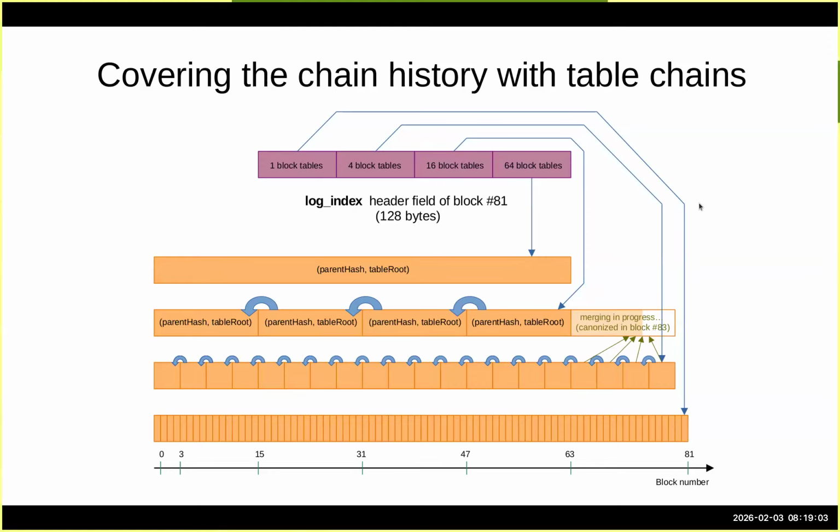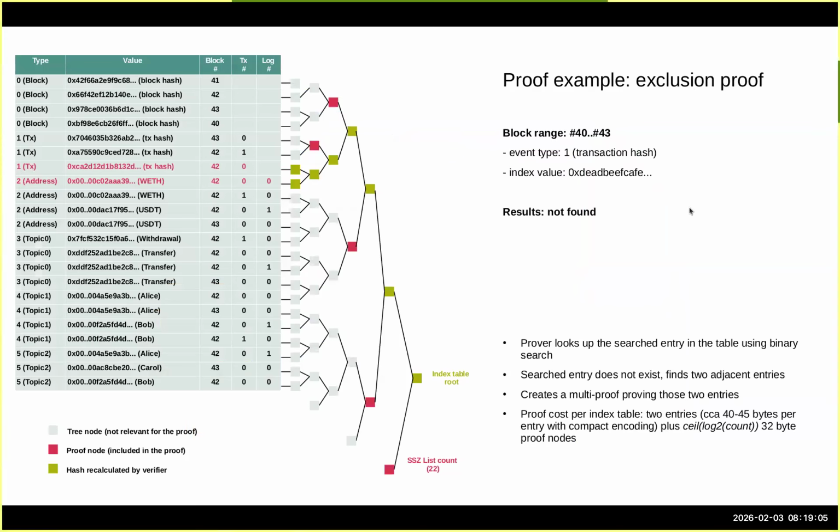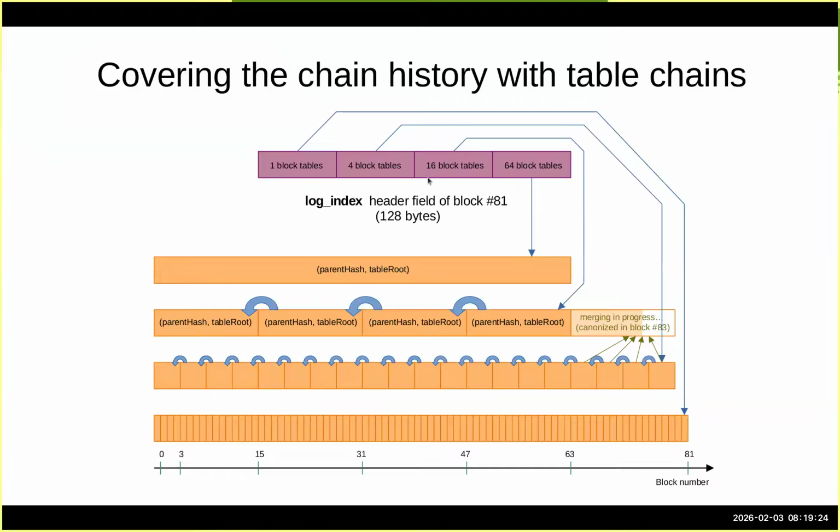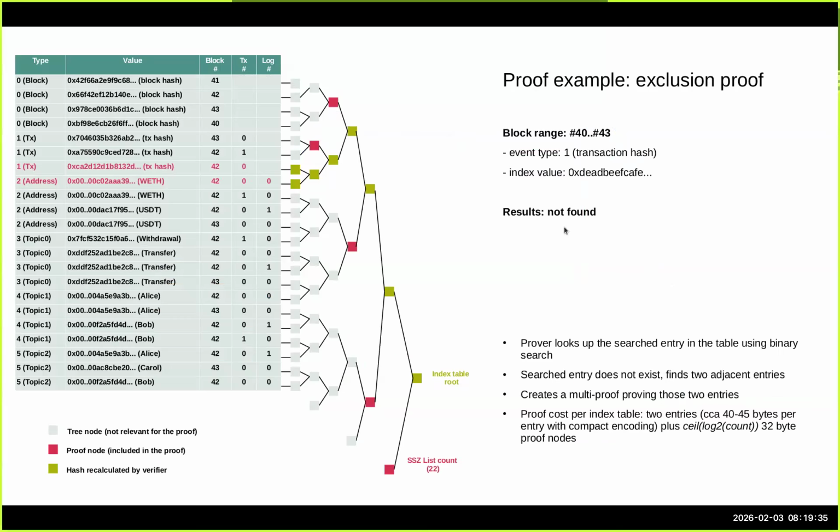And now I will also show how the search and the proof will work, because that's interesting. This example is really the most basic one, the most basic kind of proof, and this is for one table. So I just go back one slide. If we want to search the entire block history, then we will use multiple tables, bigger ones, and then at the end some smaller ones. But this is just how we prove the existence or non-existence of something in one table.